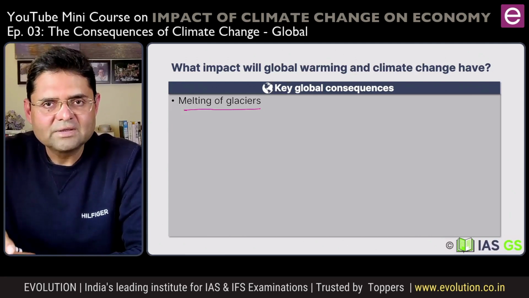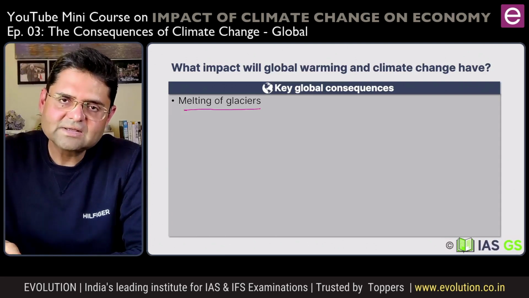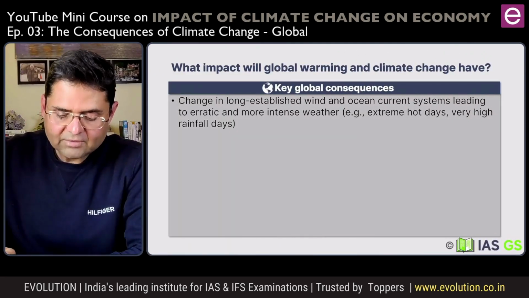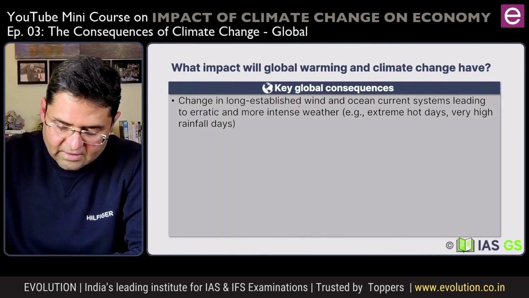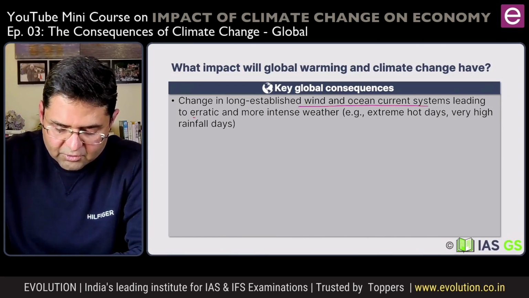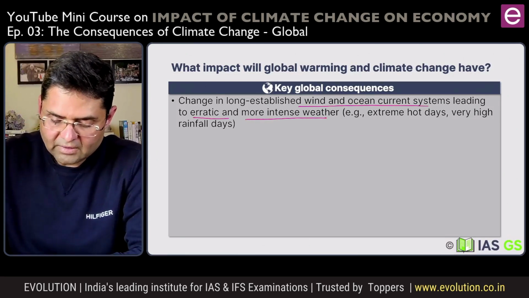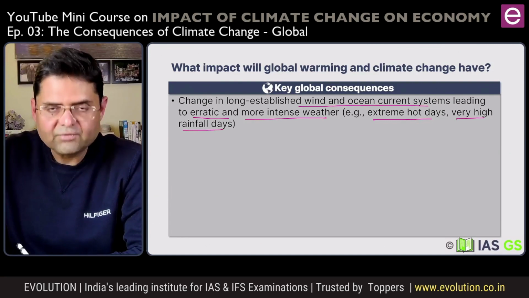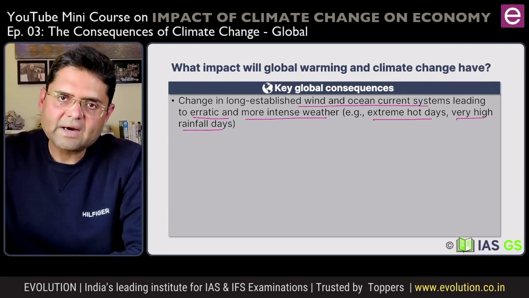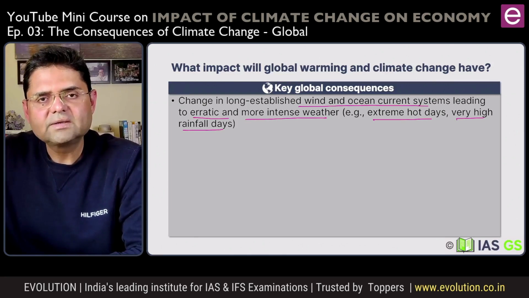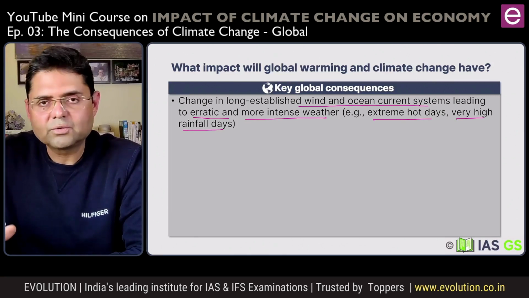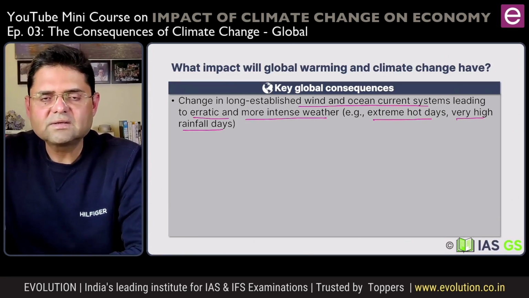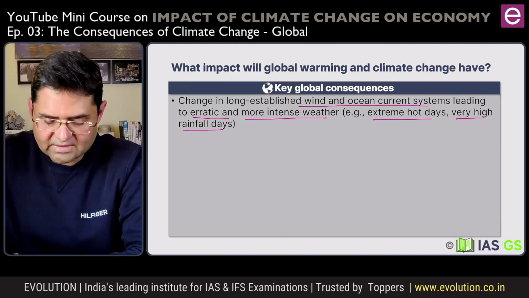And that all comes from receding of glacial caps, and glacial caps are receding because of global warming and climate change. Moving next, there will be changes in the long established wind and ocean current systems, and that will be leading to erratic and more intense weather, like extremely hot days that we have recently witnessed, very high rainfall days that we have been seeing erratically happening in different parts of our own country, and that is leading to flooding in areas which are not traditionally known for floods. And when the floods happen, these areas are caught totally unprepared. That increases the losses associated with such floods.